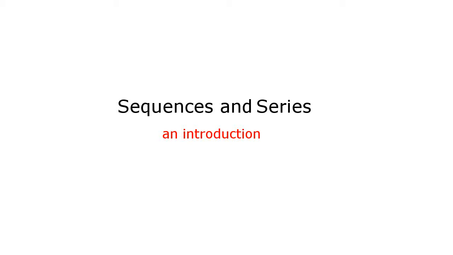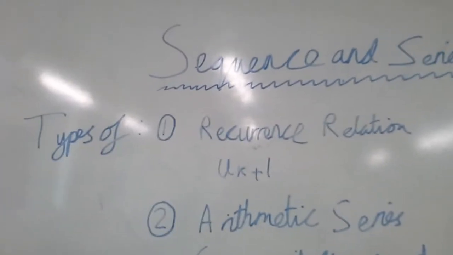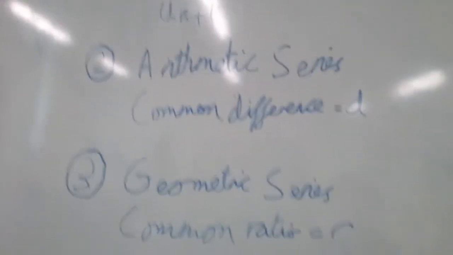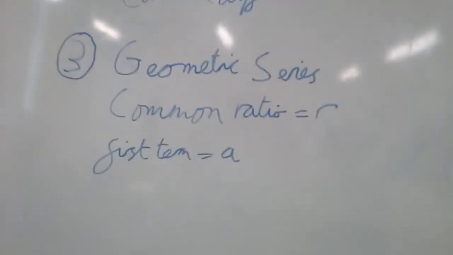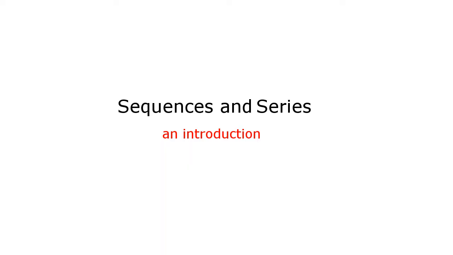You might be familiar with sequences and series from GCSE, however at A level they come in a slightly more complex form. They come in three different types. They are recurrence relation, arithmetic, and geometric. We're going to go over each of those in more detail in a little bit, but first we need to go over some of the notation that is now being used.